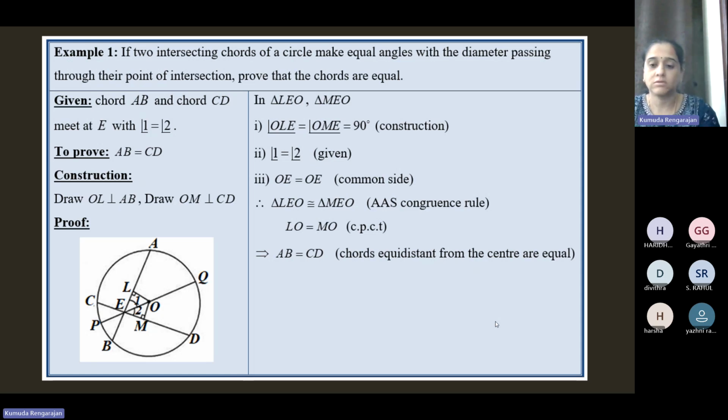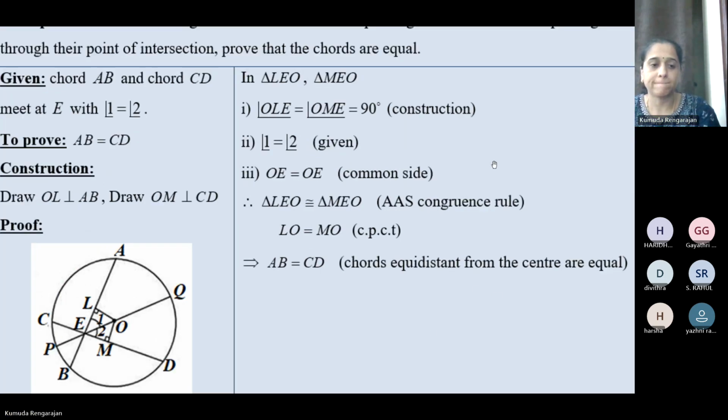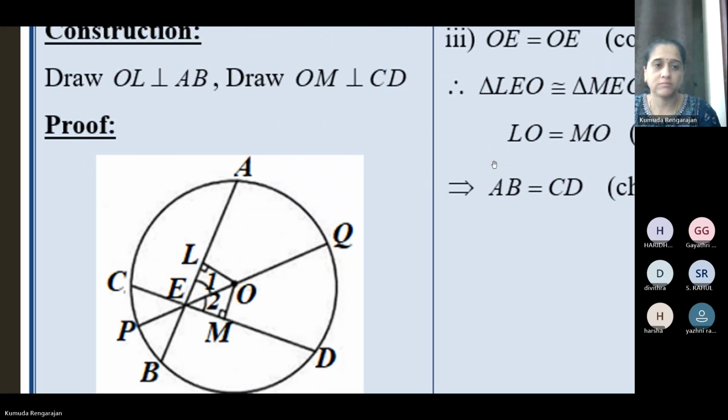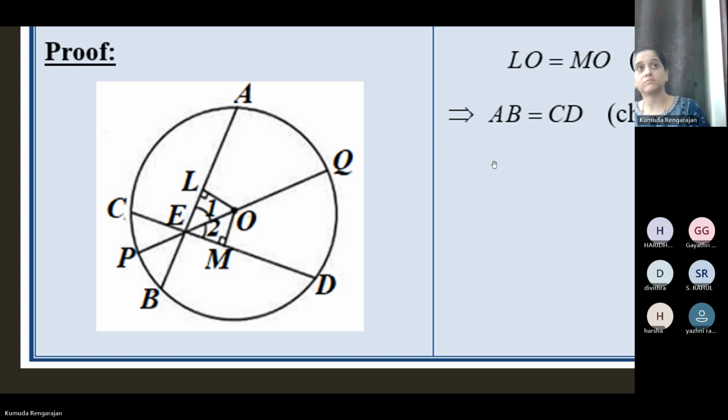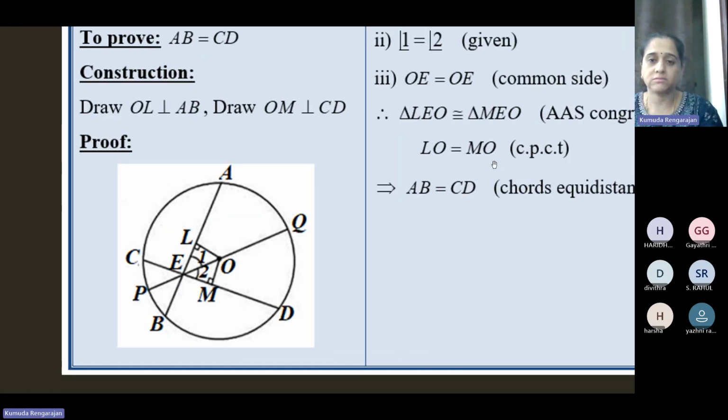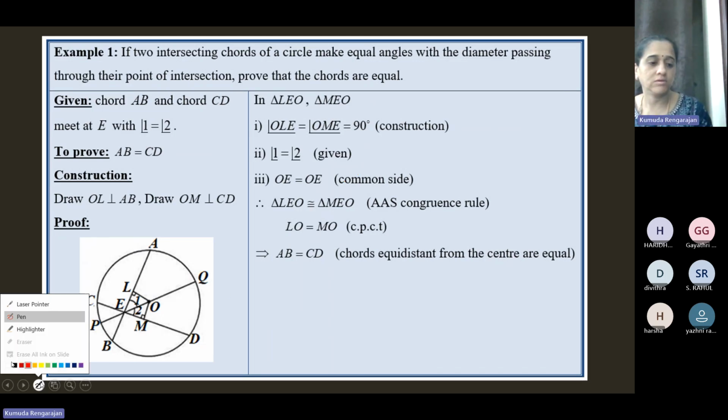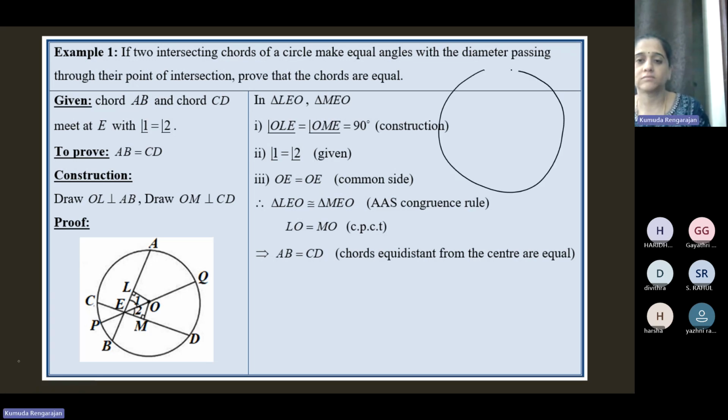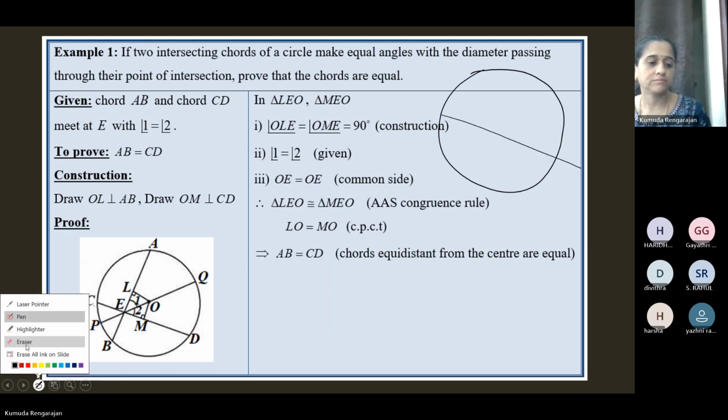Just zoom in to show the diagram. See, it need not be like, you can just draw it comfortably. You can draw along with me if you have difficulty in getting the diagram.